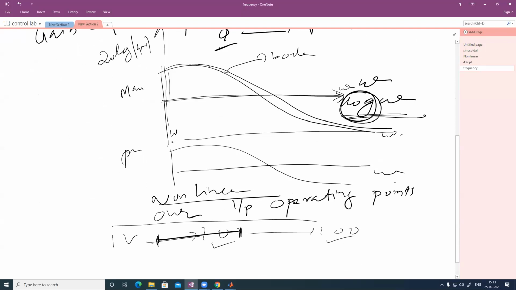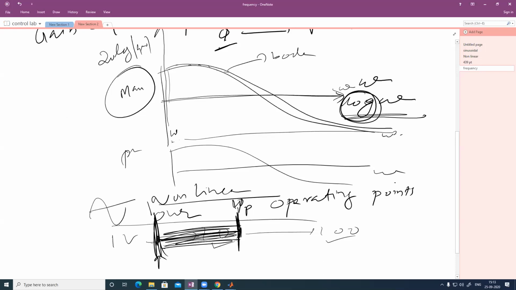Suppose I am fixing the operating point. My system is working with this operating point only, so you have to give an amplitude this much, which might be 1 volt to 10 volt only. And you have to measure the magnitude for each frequency. In MATLAB it will plot for you, but here you have to find out experimentally.